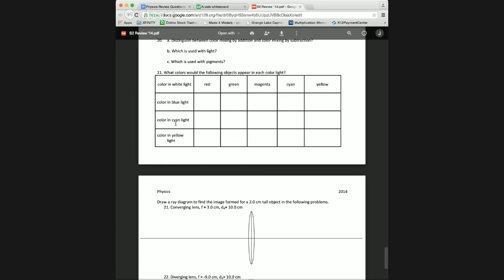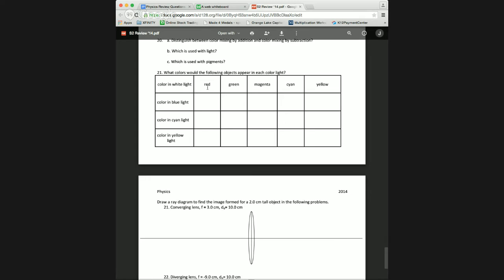Cyan is made up of blue and green light. So if any of these on the top have blue or green or both, those are the colors that it's going to look like. So red is going to look black. Green is going to look green because the cyan has green light in it. Magenta will look blue. Cyan will look cyan. And yellow will look green.